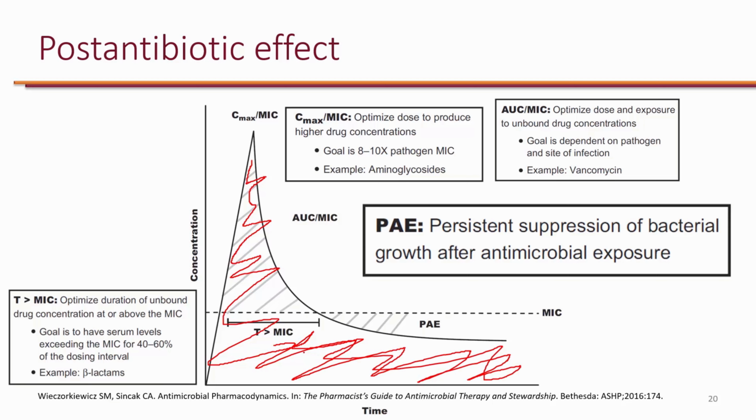Now, another thing that's specific for aminoglycosides is the concept of post-antibiotic effect. Post-antibiotic effect means that when the concentration goes above the MIC, the antibiotic starts to kill. And then once the concentration goes below the MIC, the antibiotic continues to kill for some period of time. So as you can see from here to here, the aminoglycoside continues to kill. And that's referred to as post-antibiotic effect.